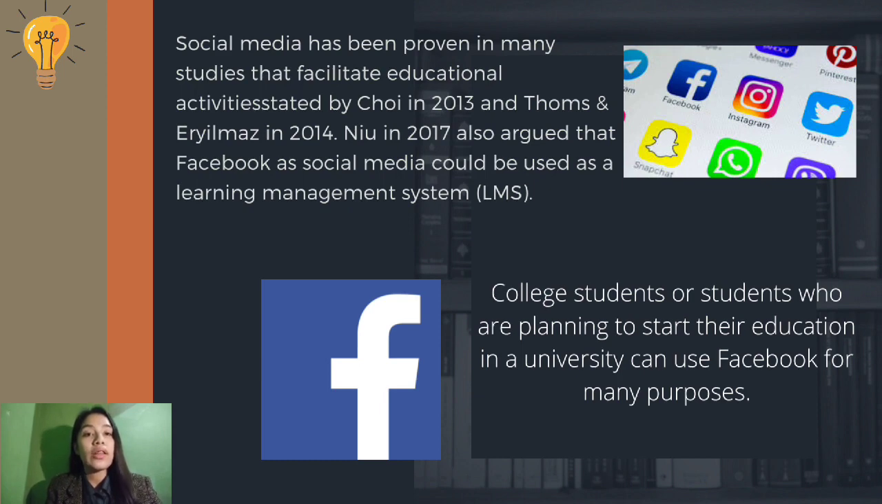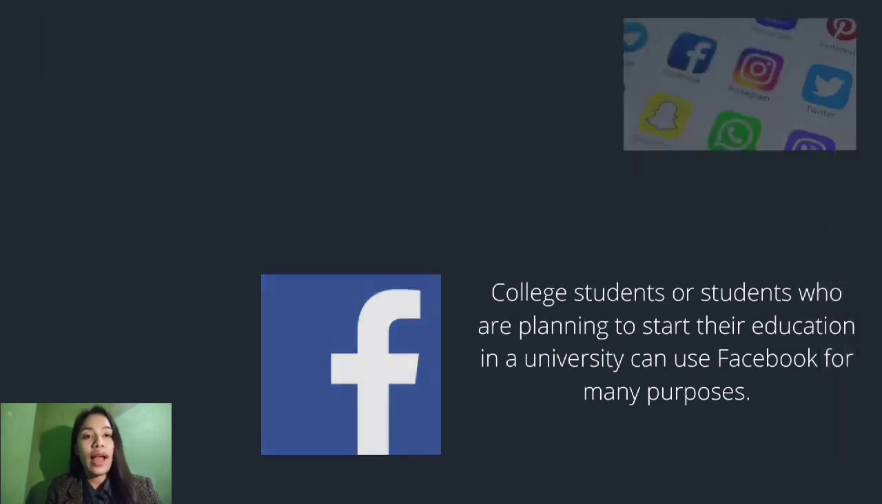Stated by Choi in 2013 and Thompson Erilmas in 2014, while Niu in 2017 said that Facebook Messenger, a social media, can be used as a learning management system. It means it is a software application for learning purposes. Facebook can offer a lot. It serves as an open field that gives the help that you need in order to find the information that you need. One of these is to find class schedules and plans, stated by staff writers in 2009.